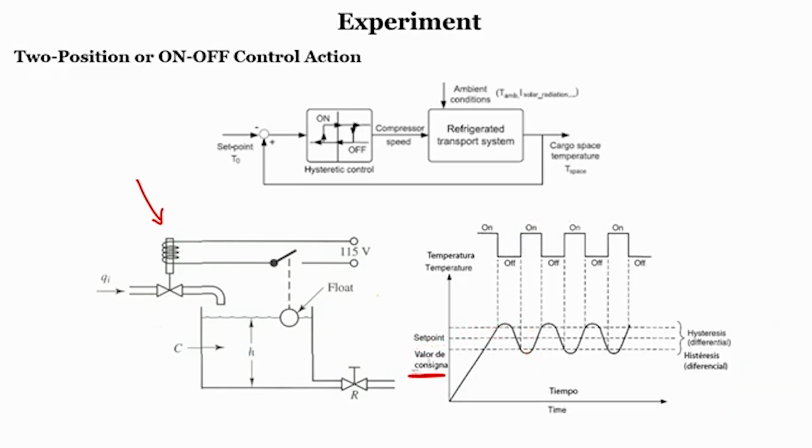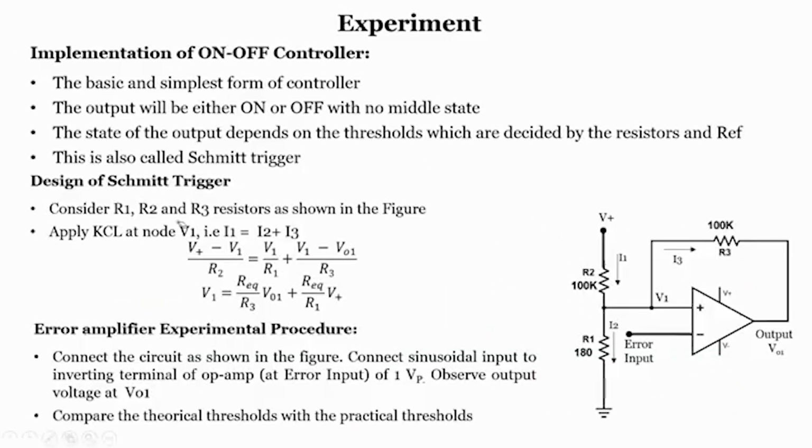So, if you go to the next slide, what we find is that if you want to implement this on off controller, it is the basic and simplest form of controller, very easy to design. The output will be either on or off, and there is no middle state. The state of the output depends on thresholds which are decided by resistors and reference. This is also called Schmitt trigger. We have seen Schmitt trigger circuits earlier as well, the inverting Schmitt trigger and the non-inverting Schmitt trigger.